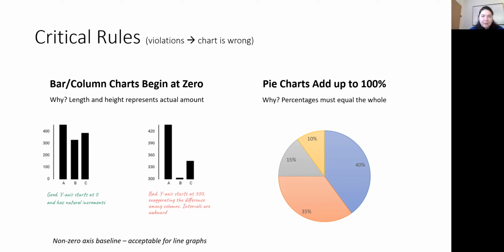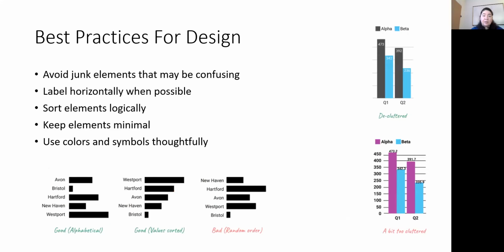So, best practices for design. This is basically chapter 6. They talk about avoiding junk elements that can make things confusing. An example of this is on the right side, where it shows the cluttered version, where it has the lines on the back. Yes, it makes it where you can more easily follow along the horizontal lines, but it makes it a little bit harder to read. So it's not really necessary to have those in there.